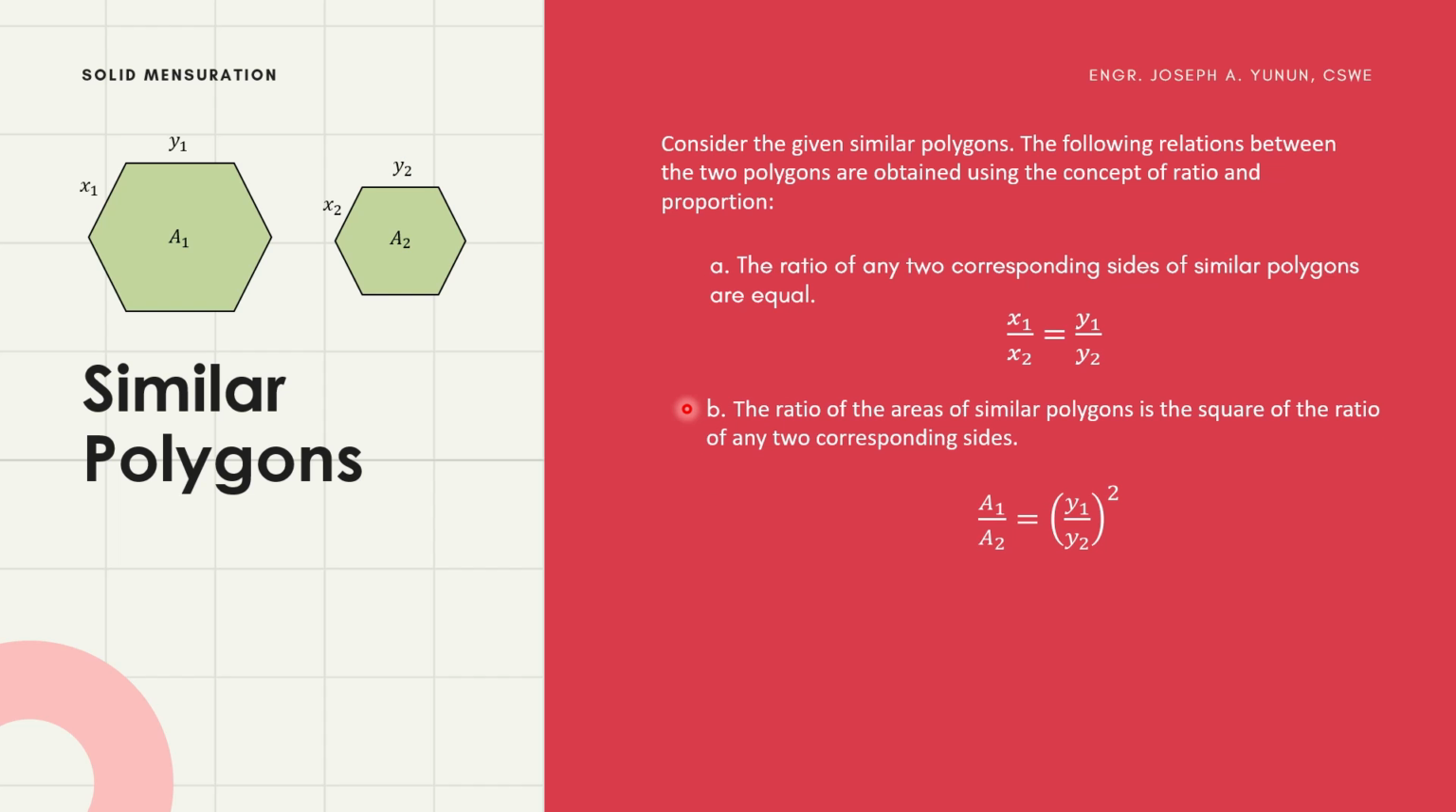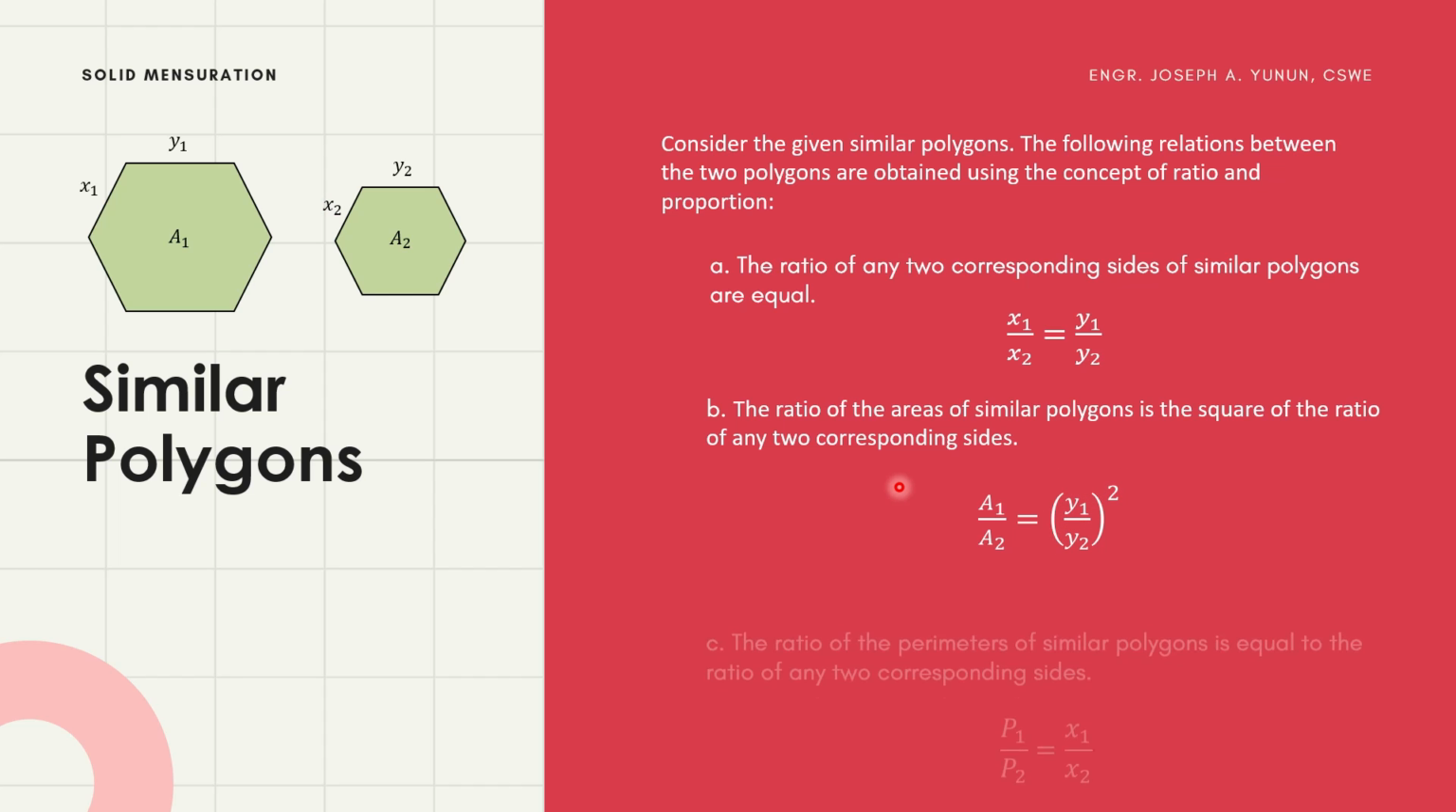The ratio of the areas of similar polygons is the square of the ratio of any two corresponding sides. So when we talk about area, the ratio of the area will be equal to the square of the ratio of any two corresponding sides. So for this particular equation, the sides are squared. Okay, so you can use the y side, y1 and y2, these two, or you could simply use a1 all over a2 will be equal to x1 all over x2, then quantity squared.